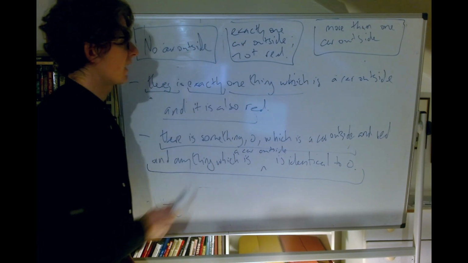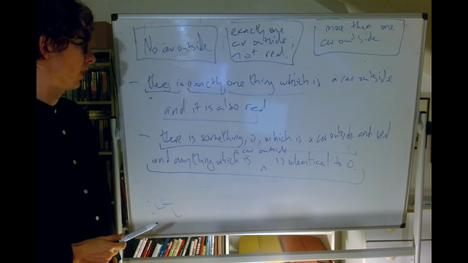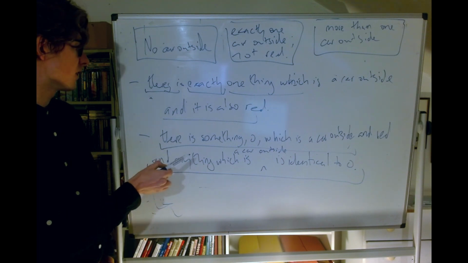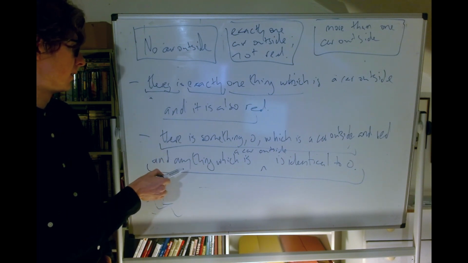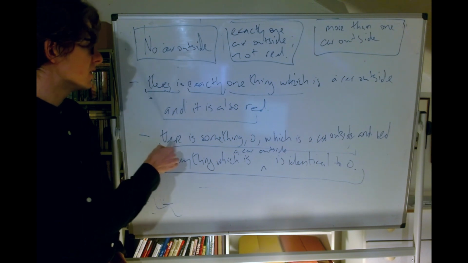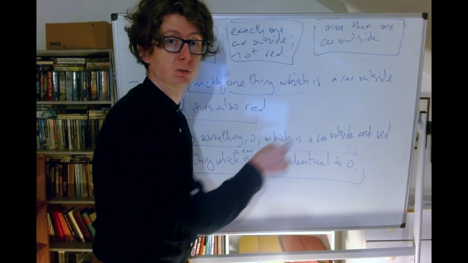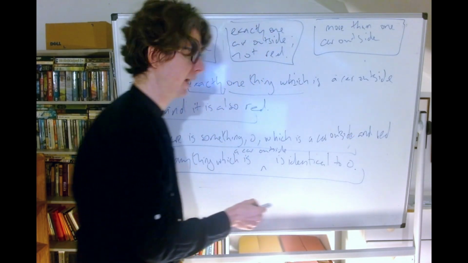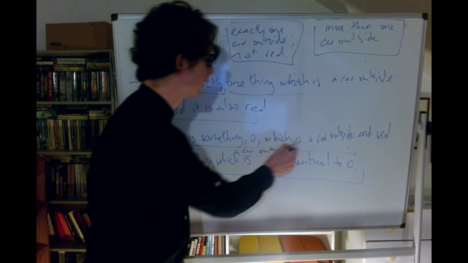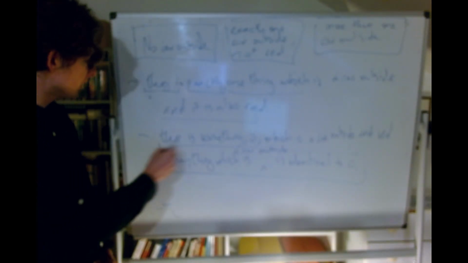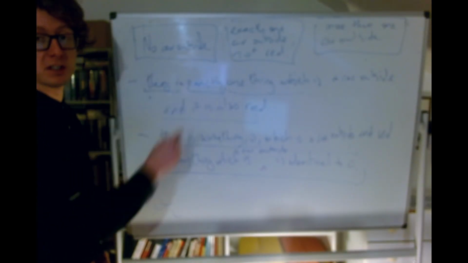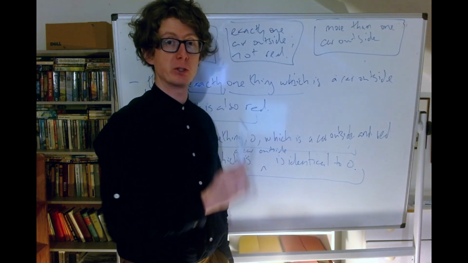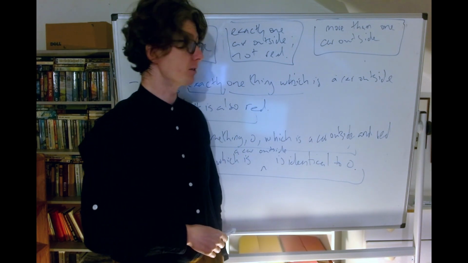What about when there's exactly one car outside and it's not red? Well, if there's exactly one thing that's a car outside and it's not red, then there isn't something which is a car outside and red. Now, there is something which is a car outside, but it's not also red. So again, the first conjunct, the first line, is false in the second situation. Let's now take the final situation. This is the trickiest one to think about.